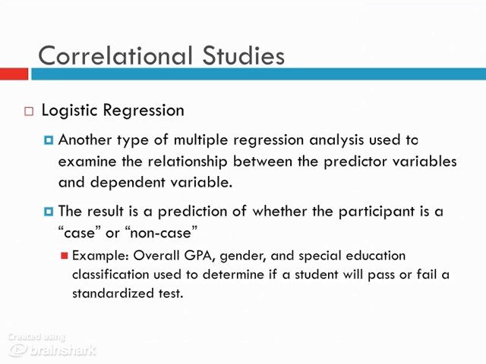The other example given to you on the screen is whether or not a student will pass or fail a standardized test. Given a certain number of criterion variables, once you plug those in, it gives you a prediction of what to expect with that final criterion variable.